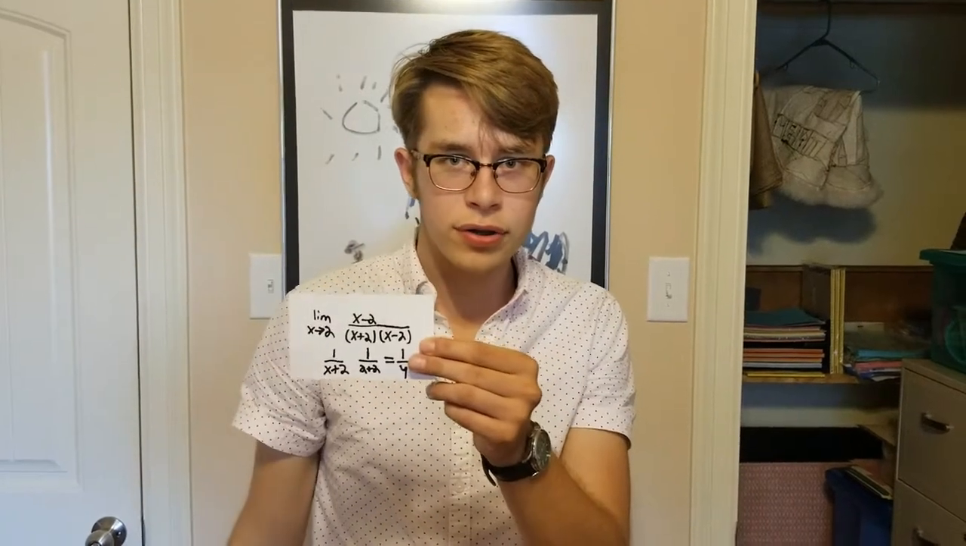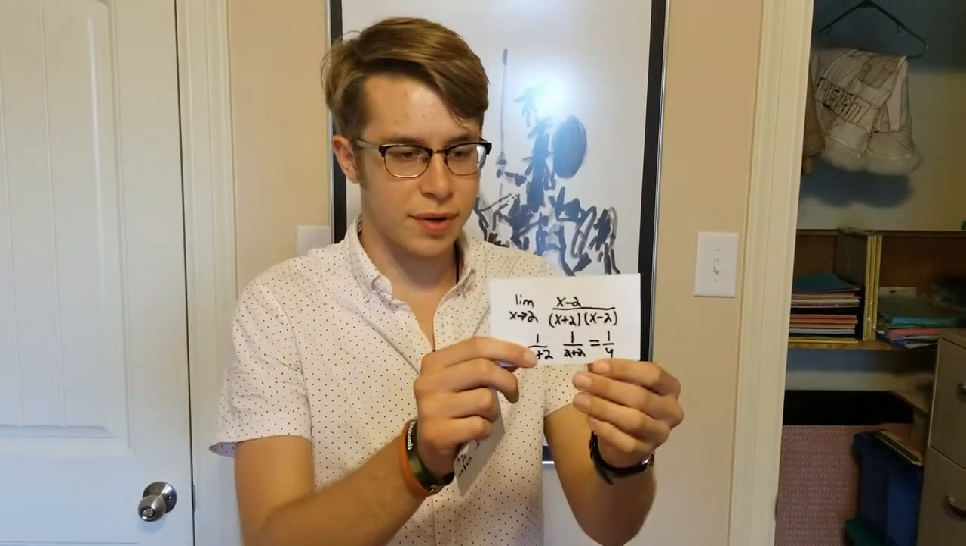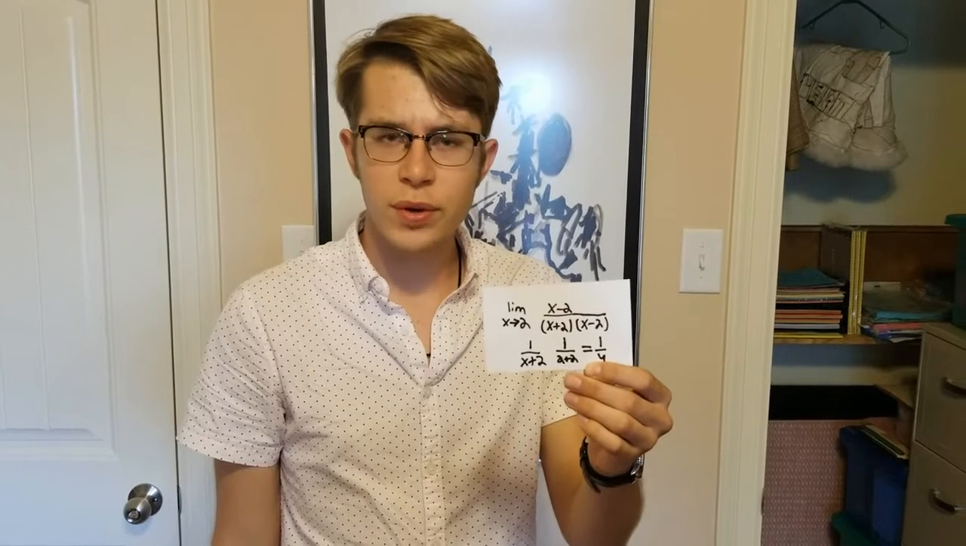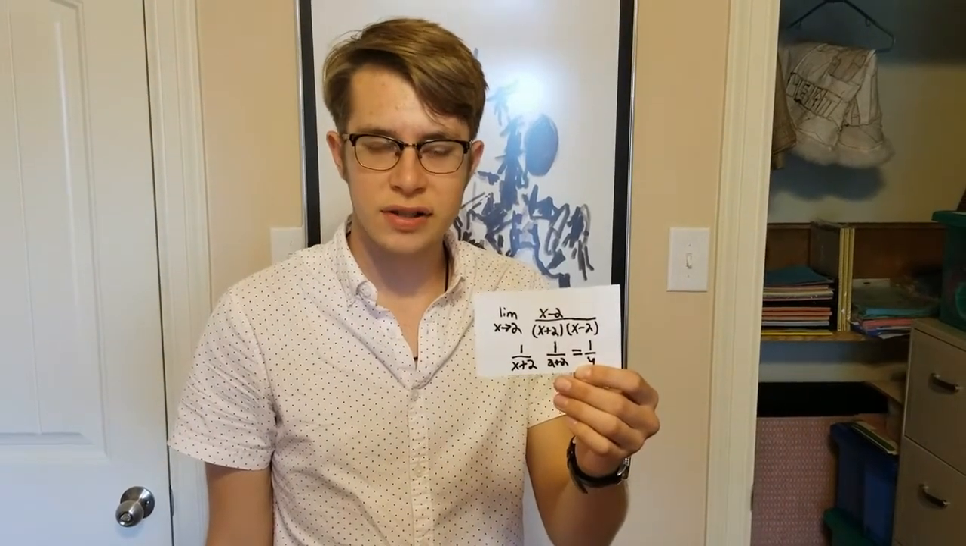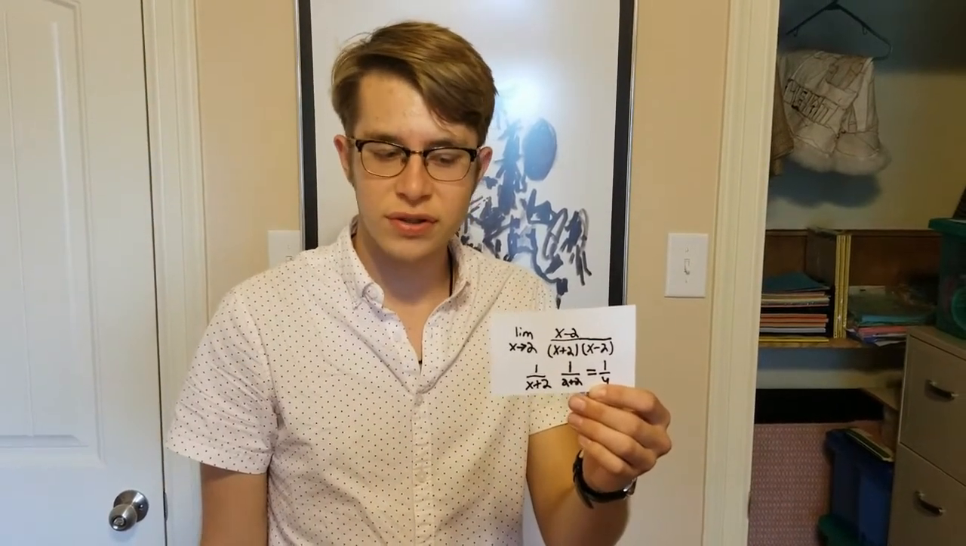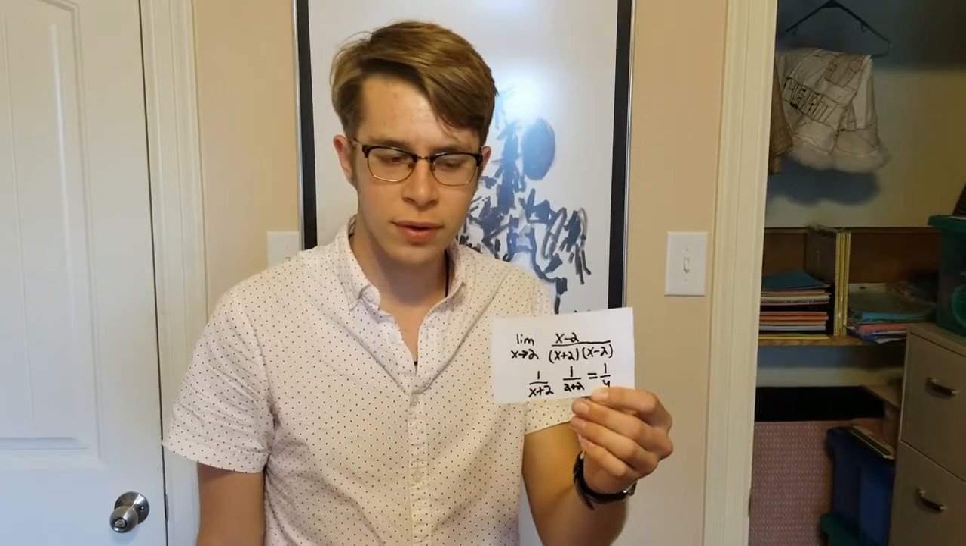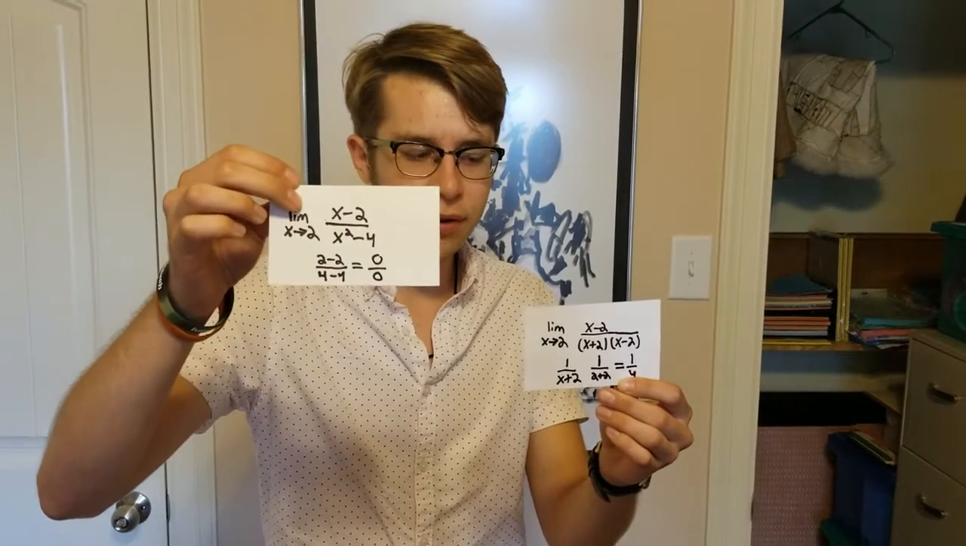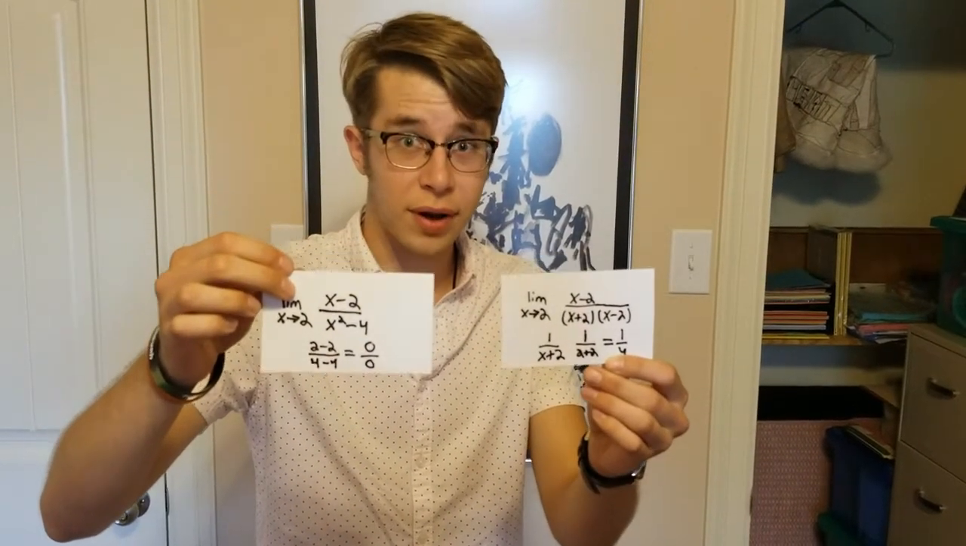Hey, Vsauce, Michael here. The limit, as x approaches 2, of x minus 2 over x squared minus 4 equals 0 over 0. Or does it? If we were to take our original limit and factor the denominator, we would get x plus 2 times x minus 2. This would simplify to 1 over x plus 2, which then you plug 2 into and get 1 over 4. So these two limits are the same. This one equals 0 over 0. This one equals 1/4. But how?